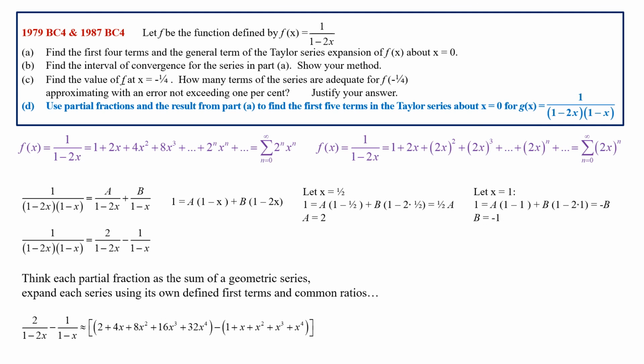But then I'm going to want to subtract a second geometric series whose first term is 1 and common ratio is x, which would then produce 1 plus x plus x squared plus x cubed plus x to the fourth. And so really all the problem is saying is, what are the 5 terms? Well, 2 minus 1 is 1, 4x minus x is 3x, 8x squared minus x squared is 7x squared, 16x cubed minus x to the third is 15x to the third, and 32x to the fourth minus x to the fourth is 31x to the fourth. And that would be a way to write a Taylor series for our complex little fraction that was written in part D.